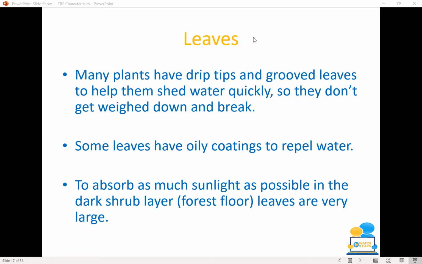Also, to absorb as much sunlight as possible in the dark shrub layer or the forest floor, or even above that, the leaves are very large. So the further down you go, the bigger the leaves get. The reason is they won't get hit with as much rain further down because it's blocked off by the layers above. And because of the lack of sunlight, they need to get as much as they possibly can. If you become larger, you have a larger surface area that can capture more sunlight. That's how the leaves adapt down on the forest floor, which is a very clever adaptation.